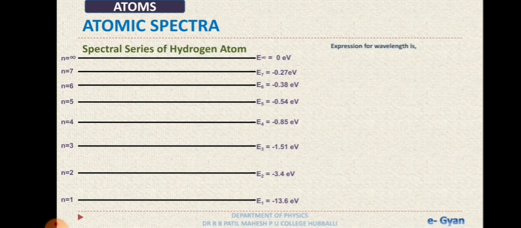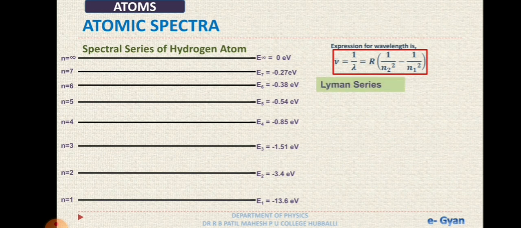Now, we know the expression for wavelength using the Rydberg constant: 1 upon lambda is equal to R into (1 upon n2 square minus 1 upon n1 square), where nu bar is the wave number, lambda is the wavelength, R is called the Rydberg constant, n2 is the principal quantum number of the lower energy level, and n1 is the principal quantum number of the higher energy level. Taking this expression into account, we will discuss the spectral series of hydrogen atom. The first spectral series of hydrogen atom is called the Lyman series.